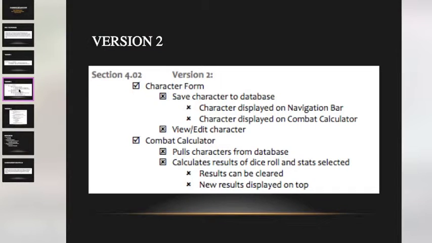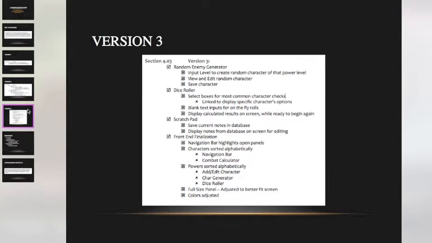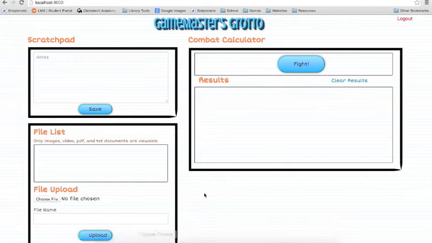For version 2, I had 2 main features, the character form and the combat calculator. I'll show you both of those in a moment, but it'll be a lot easier with the inclusion of the features from this week. For the final version, I wanted to add a random enemy generator, a dice roller, a scratch pad, and clean up the front end a bit.